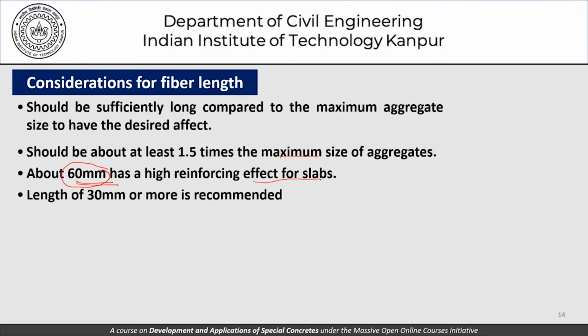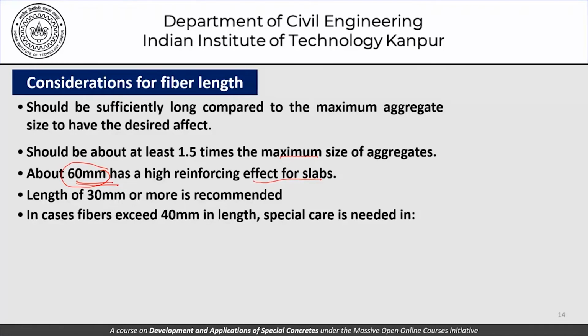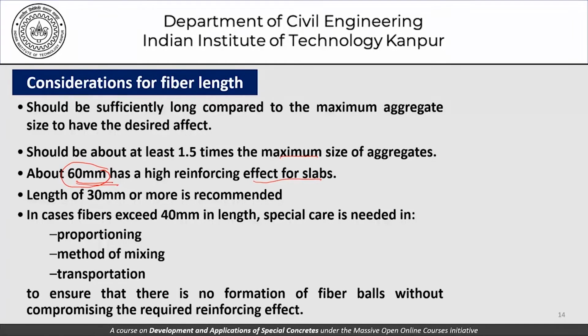A length of 30 mm or around that number is more commonly used as far as steel fibers are concerned. In cases when fiber exceeds 40 mm in length, special care is needed to proportion the concrete mix, and not only proportion it, but also in the method of mixing and transportation of concrete to ensure that there is no formation of fiber balls without compromising the required reinforcing effect.